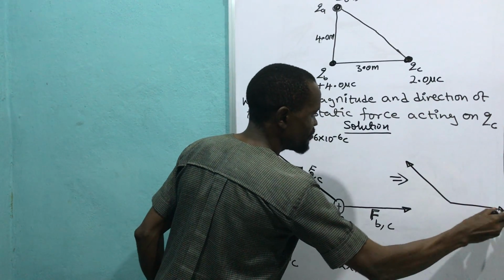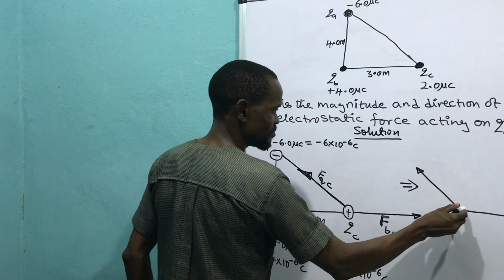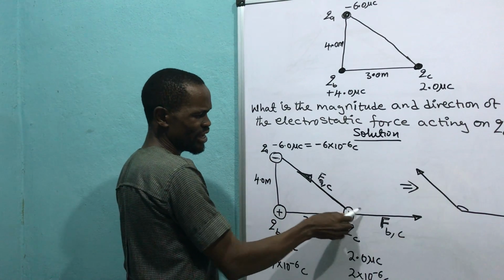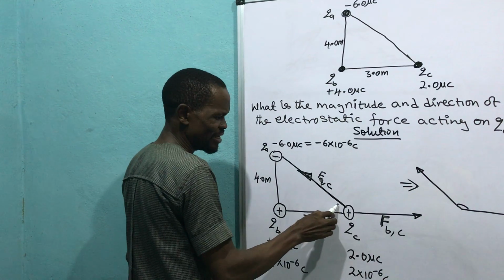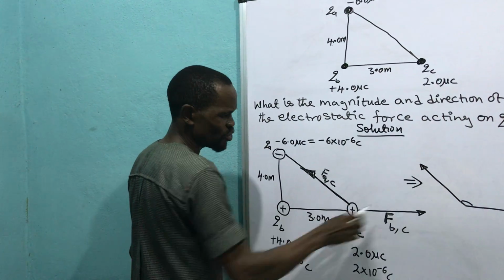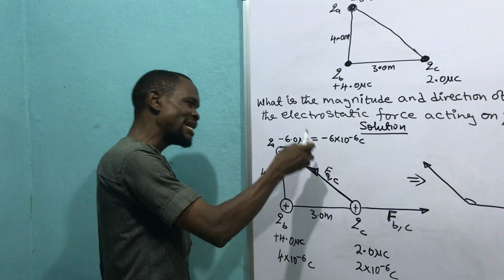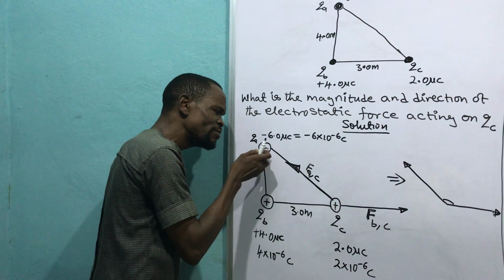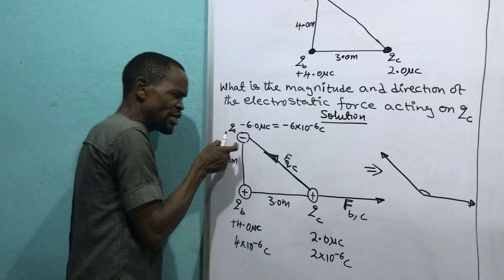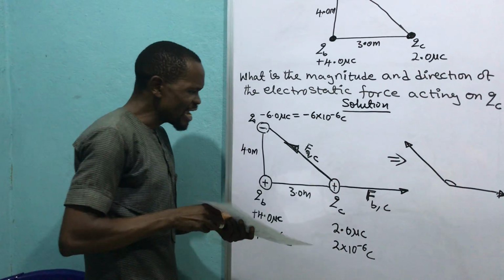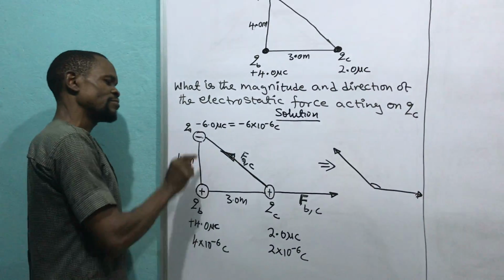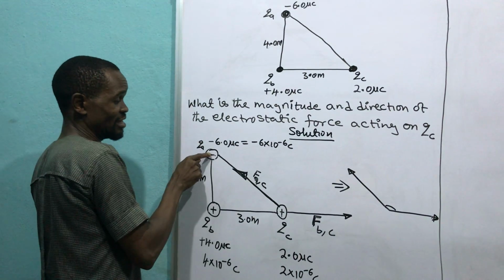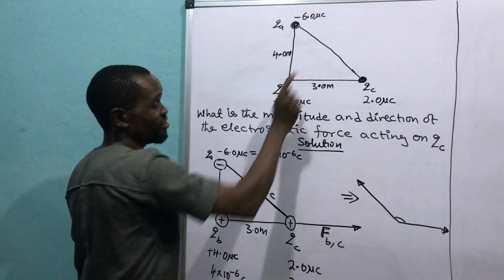This is the force I have there, and I have an angle here. And what is the angle? I needed to know the angle here. For me to get this angle, I needed to know the distance of separation between this charge and this charge, which I didn't have here. They didn't give it to me. The distance of separation between this charge and this charge is not given here.